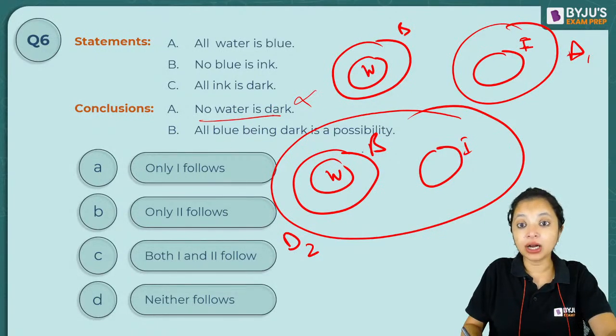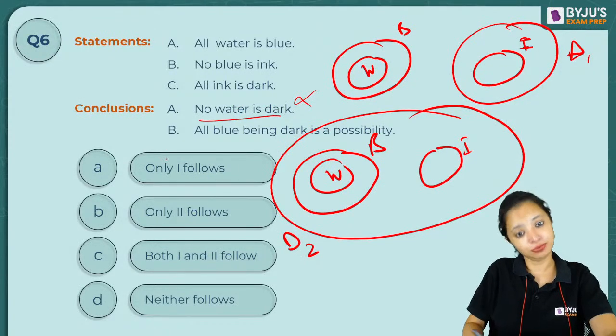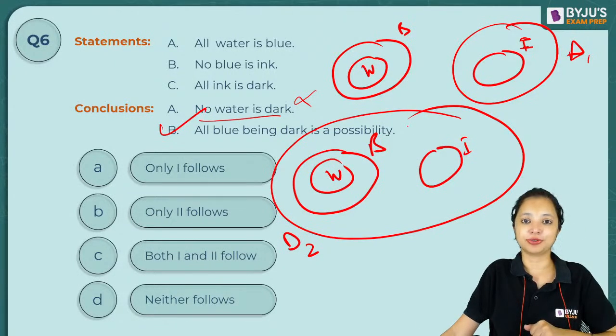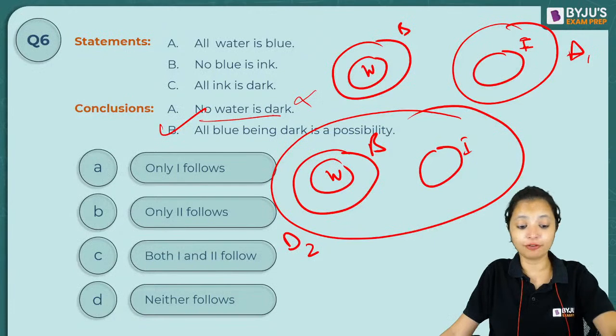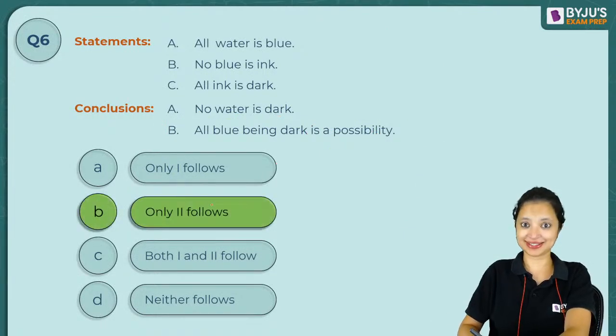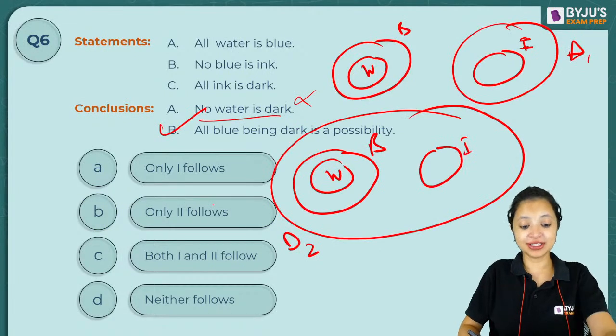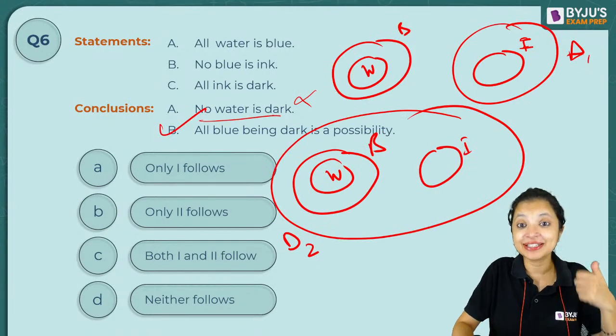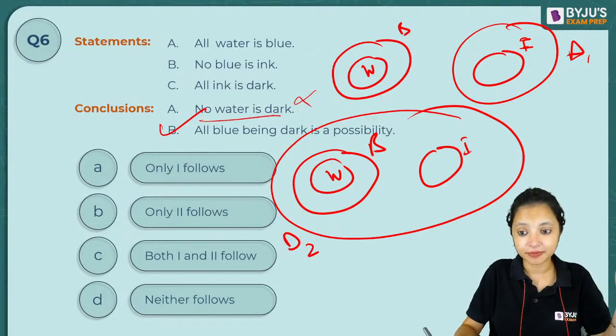All blue being dark is a possibility. All blue being dark is a possibility in D2. That's a correct one. The moment you write possibility, it's a correct conclusion if it's visible at least at one of the places. Yes, Neetu, you got that correct. Thus, your correct answer is going to be only and only 2 follows. Let's confirm that. Yes, that's the correct answer. Okay, I hope you got this, everyone. Please make possibilities. Please make scenarios.